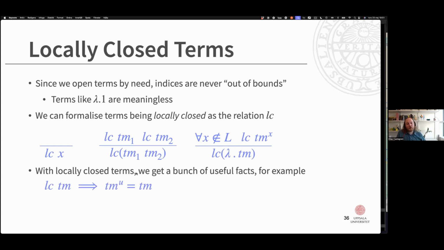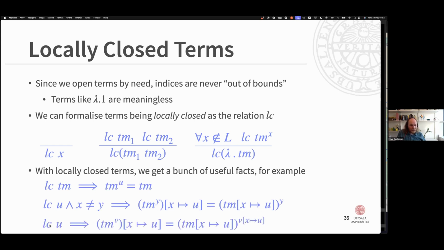But a nice thing about locally closed terms is that we get a bunch of useful facts. For example, if we have a locally closed term, then opening it doesn't do anything, because there is no index that isn't already bound somewhere. If we have a locally closed term u, and two different variables, then the order of opening and substitution commute. And if you have a locally closed u, then opening a term with v and then doing substitution, so substitution distributes over opening. These are nice algebraic properties that you can show.